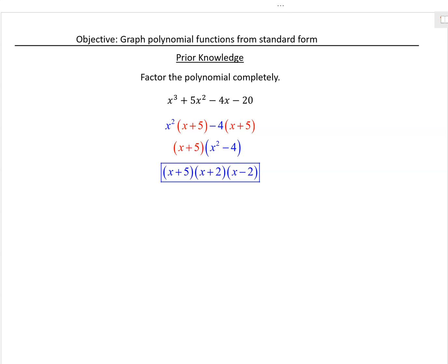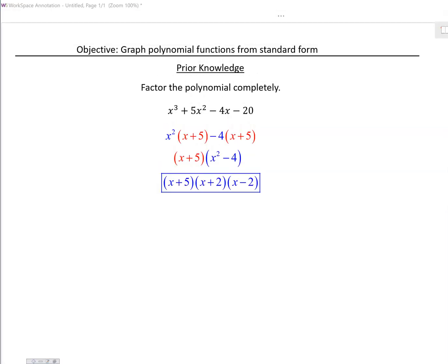This is Ms. Page, and in this lesson we are going to talk about how to graph polynomial functions from standard form, specifically using the zeros and the end behavior. So one of the things we have previously learned is how to factor a polynomial with 4 terms using our strategy of grouping, to where we put the terms into pairs, and here we're using the first two and the second two, and we factor the GCF out of each pair.